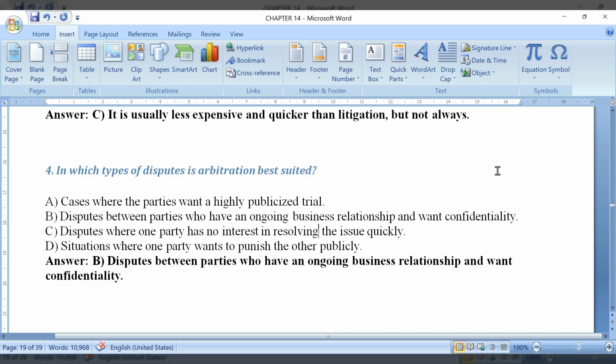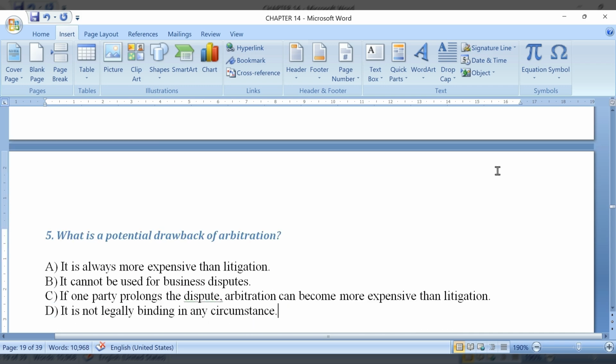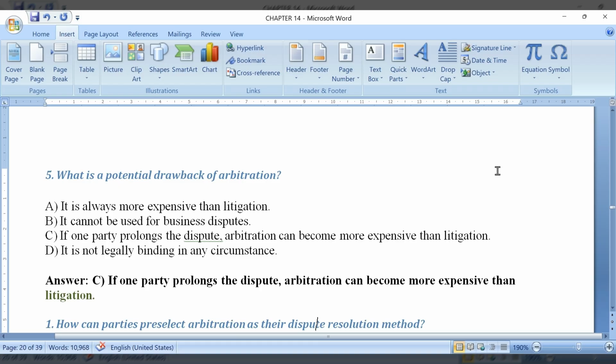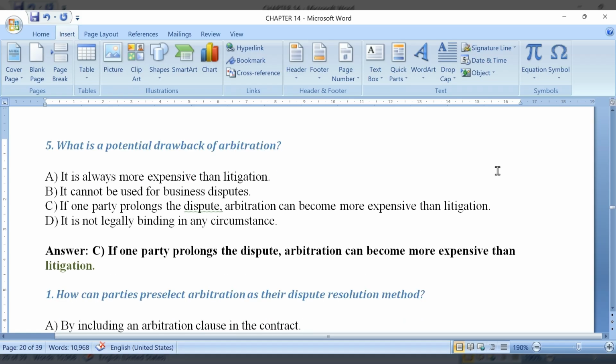5. What is a potential drawback of arbitration? A. It is always more expensive than litigation. B. It cannot be used for business disputes. C. If one party prolongs the dispute, arbitration can become more expensive than litigation. D. It is not legally binding in any circumstance.